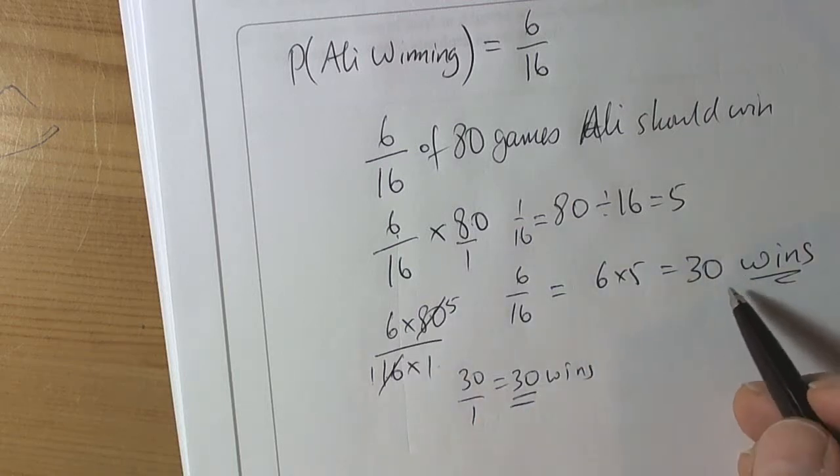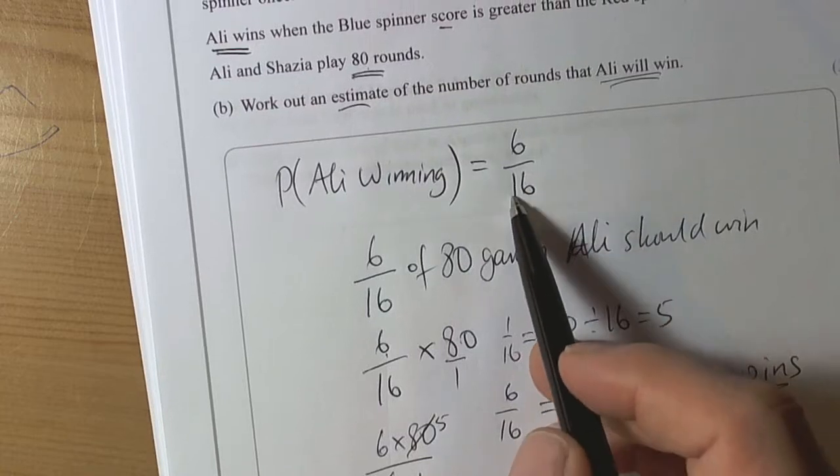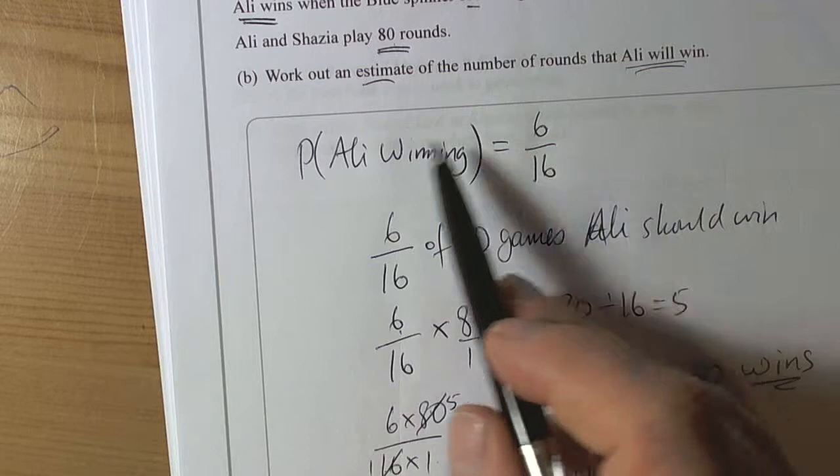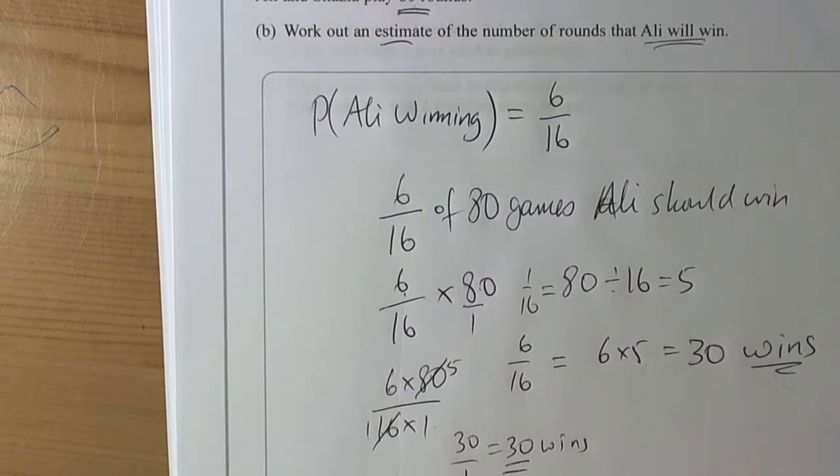Different ways of doing fraction sums. So work out the probability of Ali winning, and then take that fraction of the number of games played to estimate the number of times Ali will win. And the two-way table helps.